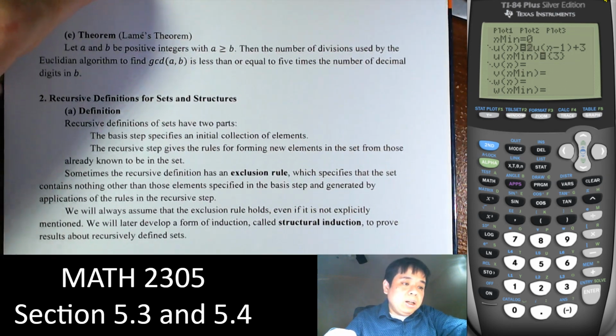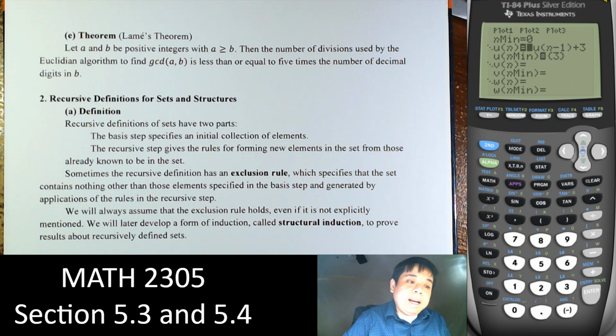The math here, I'm just going to state the theorem. Let a and b be positive integers with a greater than or equal to b, then the number of divisions used by the Euclidean algorithm to find the greatest common divisor is less than or equal to 5 times the number of decimal digits in b.